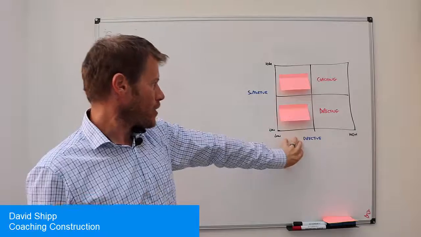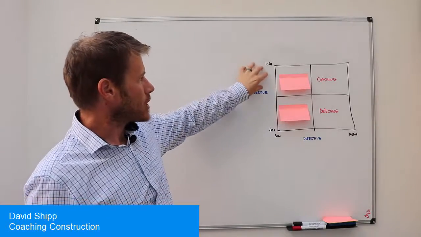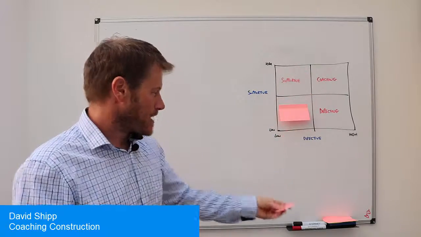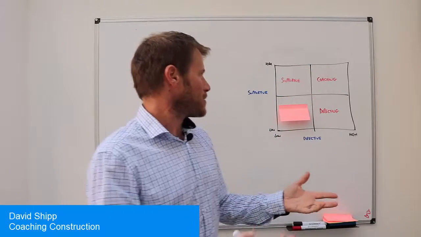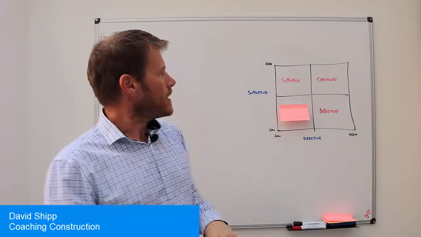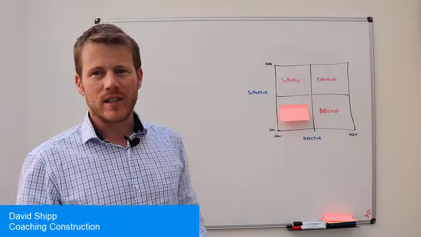Moving on to the top left-hand corner, we're now moving down the directive scale, so it's low directive but still high supportive. As you would imagine, this is a supportive management style.